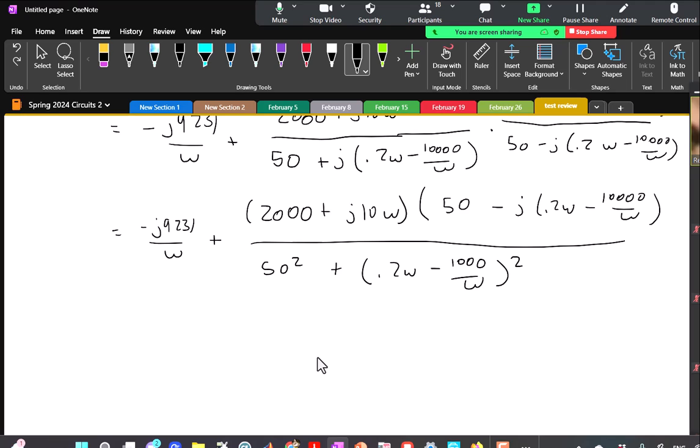So I need to get the imaginary part of this. So the imaginary part of this, well, the first part of this is imaginary, and I need to set the imaginary part equal to 0. So minus j over 9231 over omega plus, and now the denominator is real, and so I just need to get the imaginary part of the numerator.